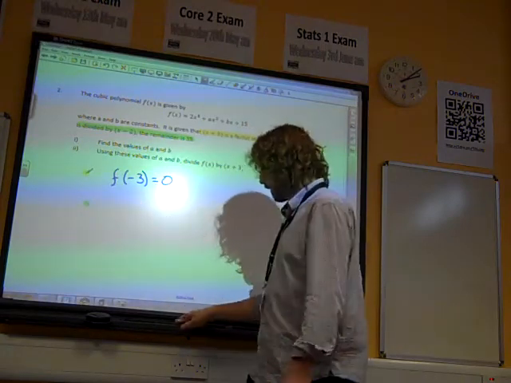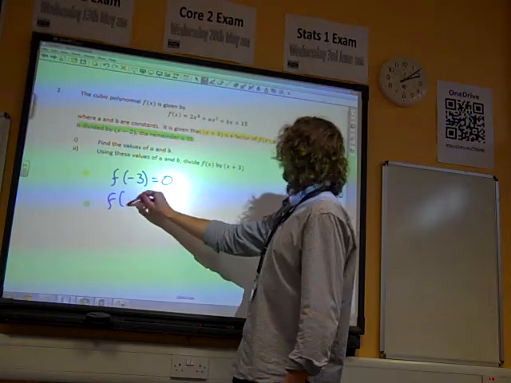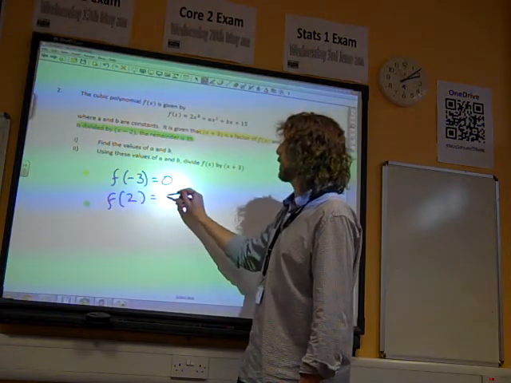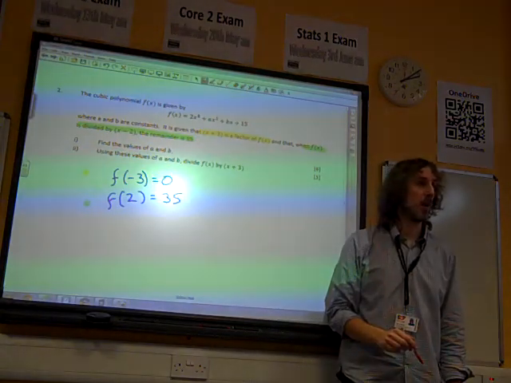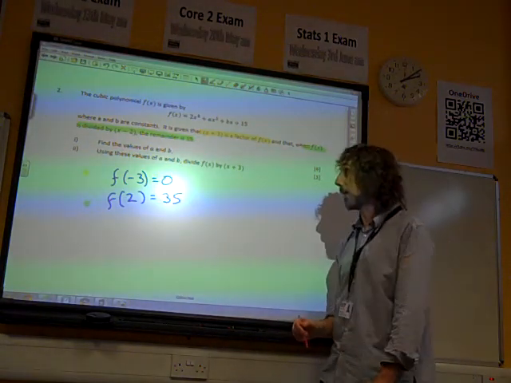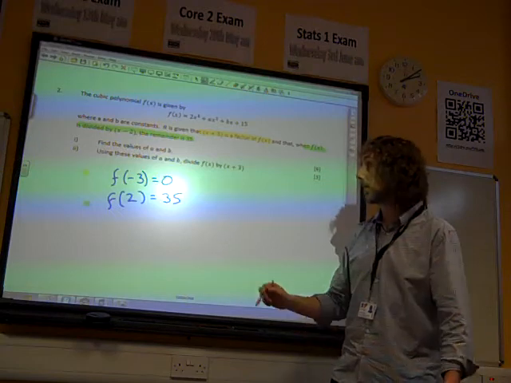Go on, James. F of 2 equals 35. So we get these two statements from it, and that is going to allow us to find the values of a and b. So let's work it through.